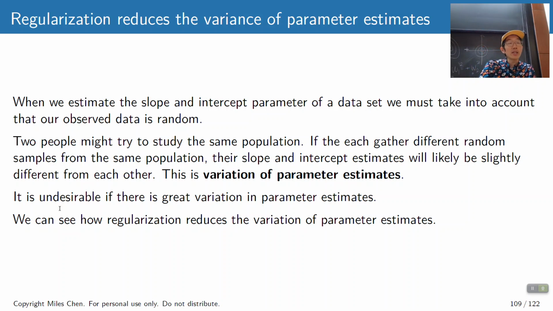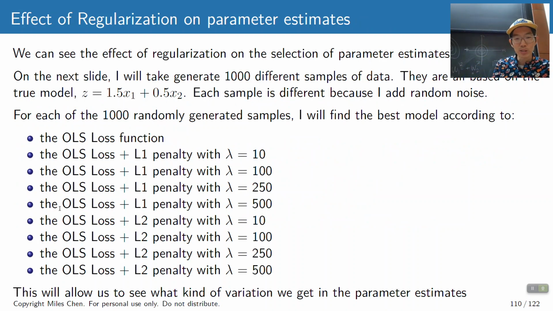And it's undesirable. If my parameter estimates and your parameter estimates are similar to each other, we would feel good. We'd say, okay, we are both on the right track. But if my parameter estimates are wildly different from yours, that makes us uncomfortable. It feels like either I did something wrong, or you did something wrong, or something's wrong with our data. So we don't want huge variation in our parameter estimates.